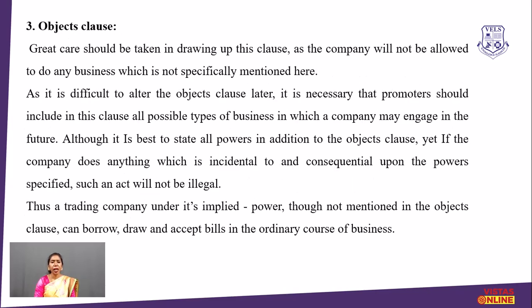Object clause. Great care should be taken in drawing up this clause, as the company will not be allowed to do any business which is not specifically mentioned here. So this is an important clause. As it is difficult to alter the object clause later, it is necessary that promoters should include in this clause all the possible types of business in which a company may engage in the future. Although it is best to state all the powers in addition to the object clause, if the company does anything which is incidental to and consequential upon the powers specified, such an act will not be illegal. Thus, a trading company under its implied power, though not mentioned in the object clause, can borrow, draw and accept bills in the ordinary course of business.